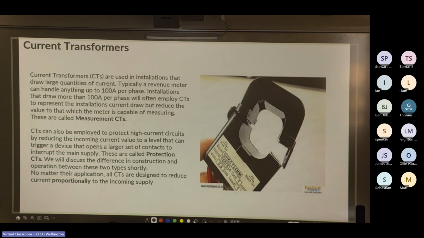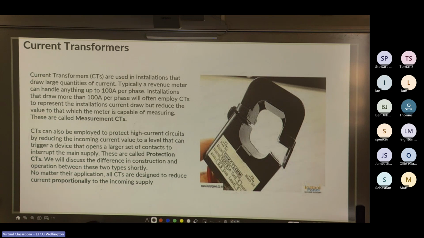So current transformers, or CTs, are used in installations that draw large quantities of current. That's where, like in your high-rise buildings, you'll have your main meter or your incoming meter, which is used to calculate communal power minus tenant power. You'll have big CTs around the big cables to measure the overall current coming into the building. Then you can have the individual tenants' use subtracted from that, and then you figure out the common power or the communal area power, and then that is divvied up among tenants.